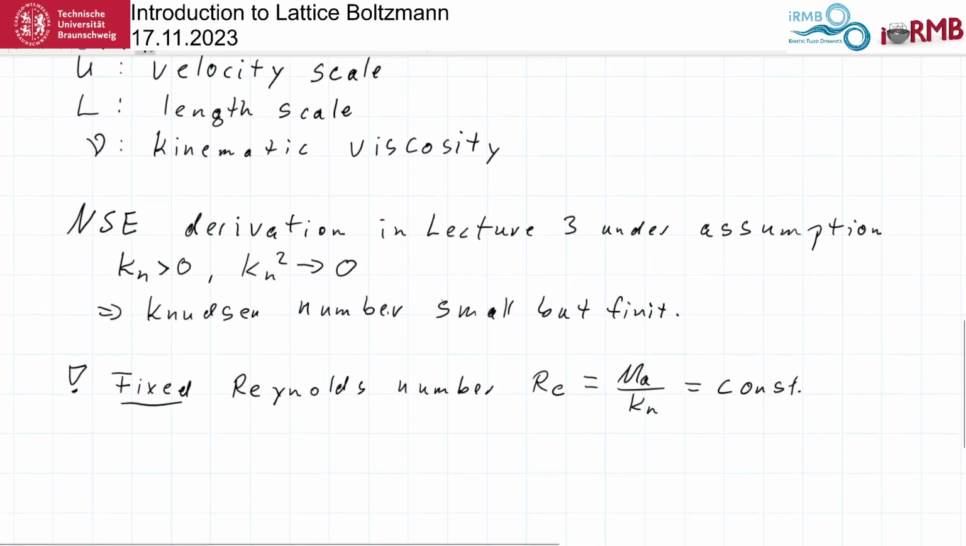So, what does this mean? If this is constant, then obviously the Mach number scales the same as the Knudsen number. In this picture, which of course is not necessarily the case, because they are different things. One related to the speed of sound and one related to the distance of particles.